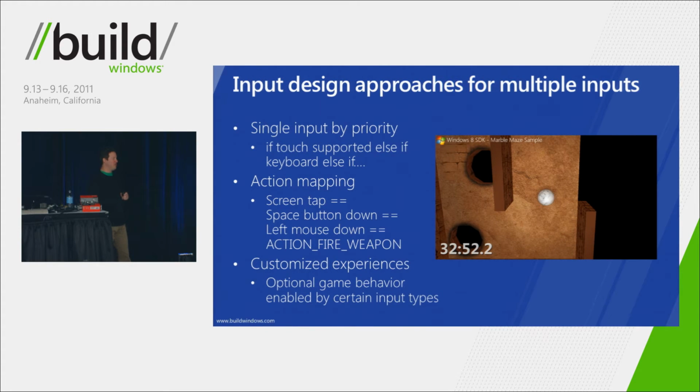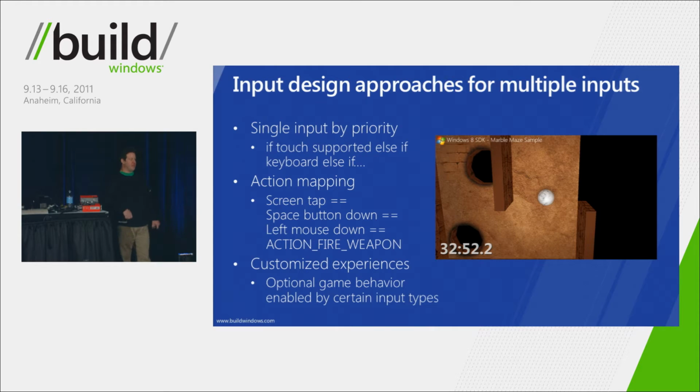Here are three simple approaches. I think you'll come up with a lot more. The easiest approach is you check to see if touch is supported. If it's supported, then that's the primary form of input in your game. If not, you check to see if there's a keyboard. You walk down through different types of input in a priority scheme and check to see if they're there.